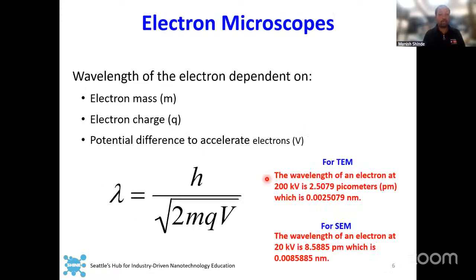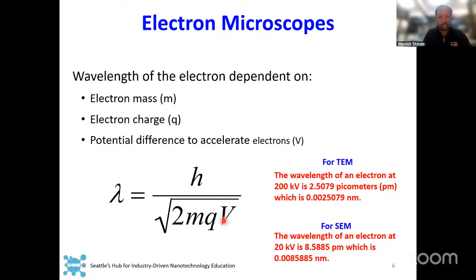But in the electron microscope, this lambda or wavelength depends on the formula h upon square root of 2 mqv, where m is the mass of the electron, q is the charge on the electron, and v is the applied potential difference to accelerate the electrons. So h is Planck's constant, m is constant for electrons, q is constant for electrons. Consider that they are not moving relativistically, then m and q you can consider constant. Then lambda depends on which factor? It depends on the square root of V, the applied potential.